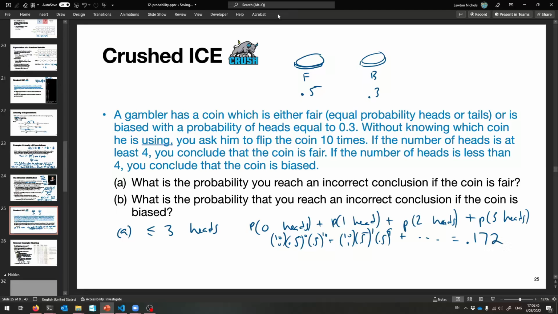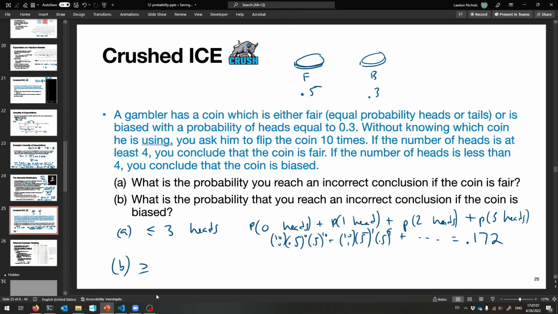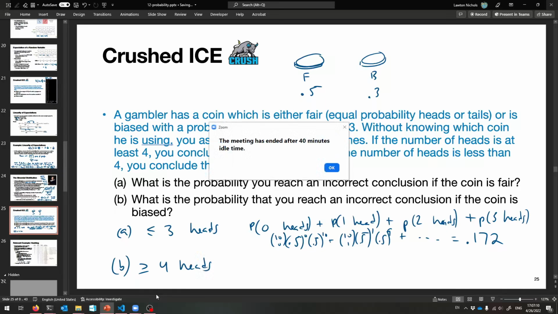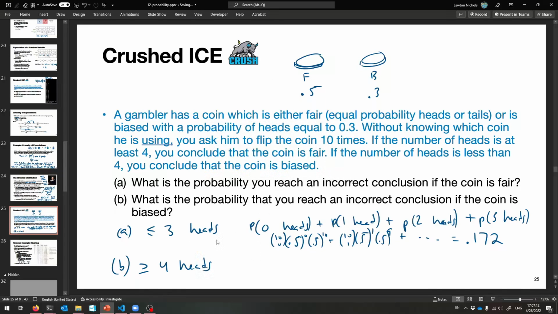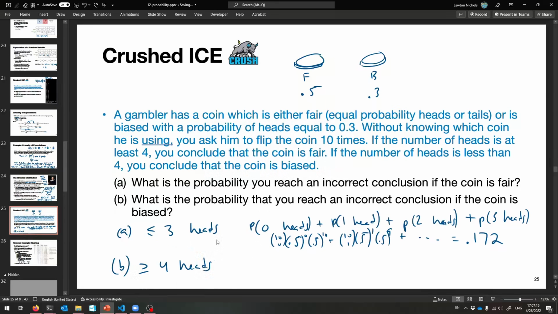Is that what you found? So it's pretty unlikely that you were wrong if the coin was fair, which is nice. Let's try this one. What is the probability that you reach an incorrect conclusion if the coin is biased? That means that the coin was biased, but we thought it was fair. So we saw at least 4 heads, and the coin was actually biased, but we thought it was fair because we saw so many heads.